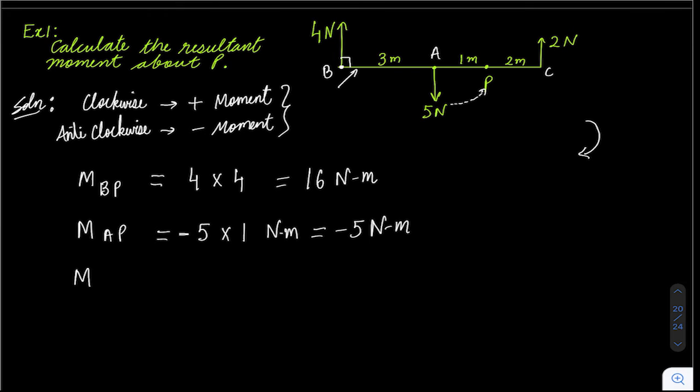So the moment of C at P will be equal to magnitude of force 2 and the distance is 2 also. And this will try to turn like this. So what is this direction? This is anti-clockwise direction. So anti-clockwise we will take as negative. So minus 4 Newton meter.